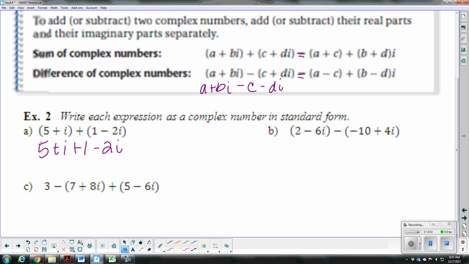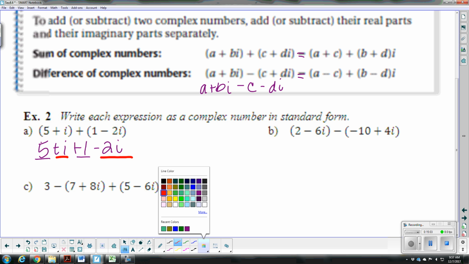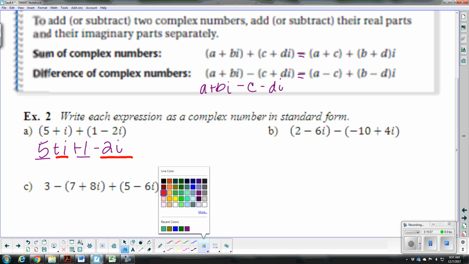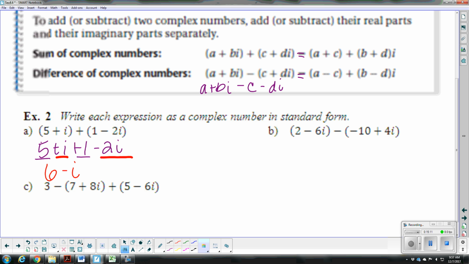So we want to combine our like terms. So 5 and 1 are like terms, and i and negative 2i are like terms. So if we add 5 and 1, we get 6. If we add i minus 2i, we get negative i. So that's in our standard form. We've got our real number first, and then our complex number that follows.